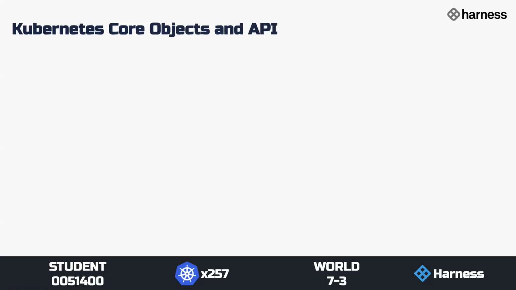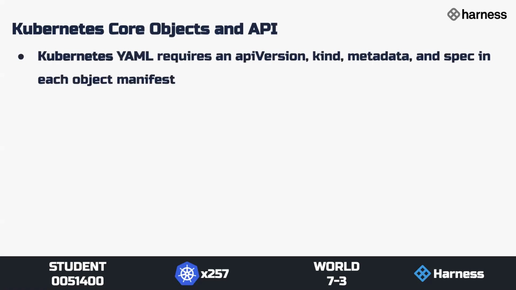Your core objects and API, Kubernetes YAML requires, in pretty much every circumstance, an API version, a kind, a metadata, and a spec. There are a couple nuances to that, such as config maps, as we saw, role-based access control pieces as well. The Kubernetes.io website is a great site to go to if you want to understand what should go in which YAML, but the vast majority of the objects you're going to be interacting with are going to require API version, kind, metadata, and spec.